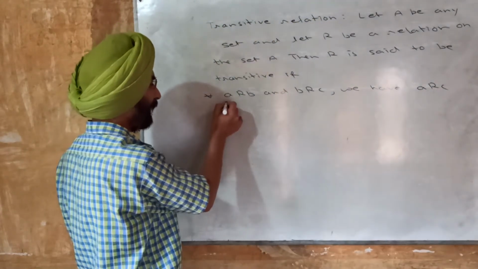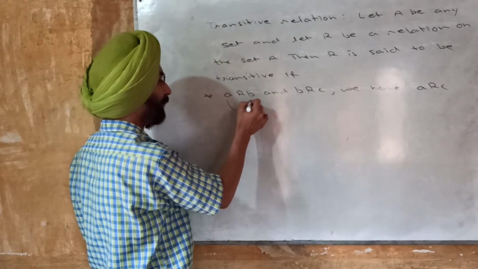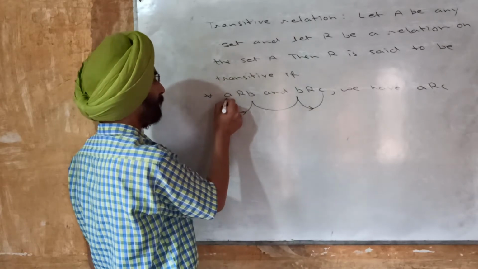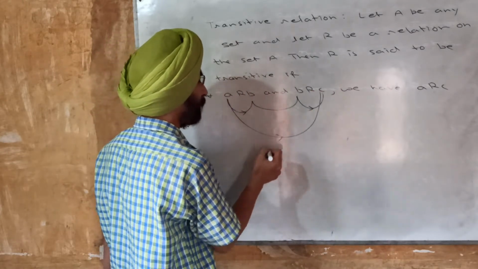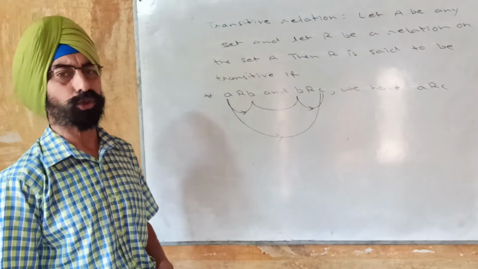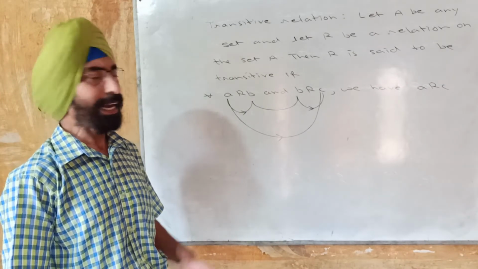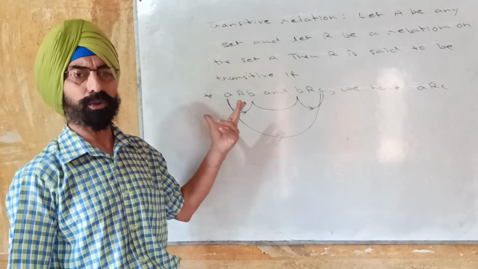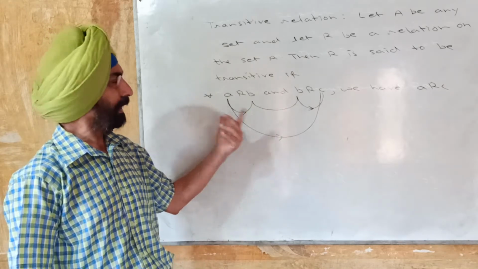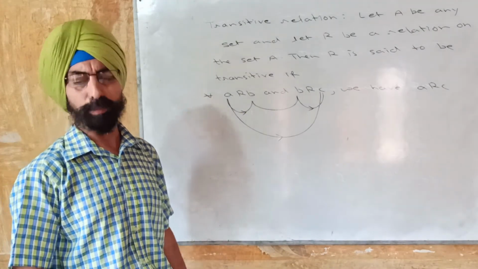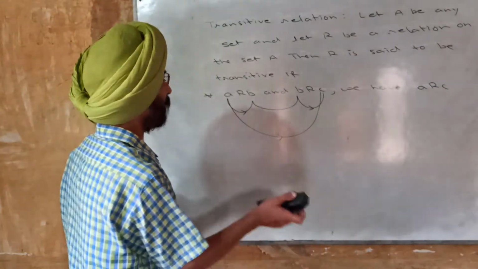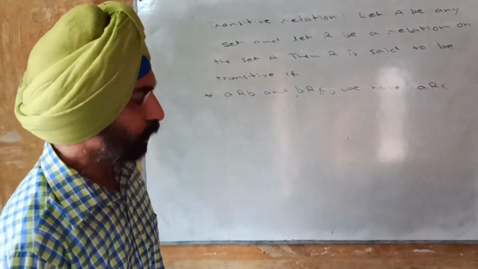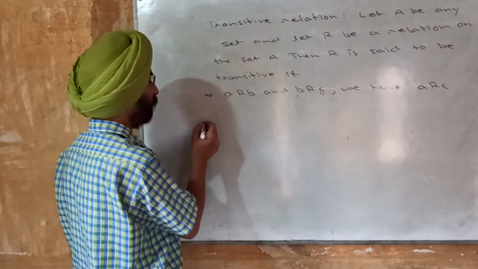That means if A is related to B and this B, the same element, is related to C, then A must also be related to C if the relation is to be transitive. And this should be for every two members of the relation, not for a particular member, two members or three members. It should happen for every two members of the relation. Now let us take one example to be more clear about this transitive relationship of a relation.